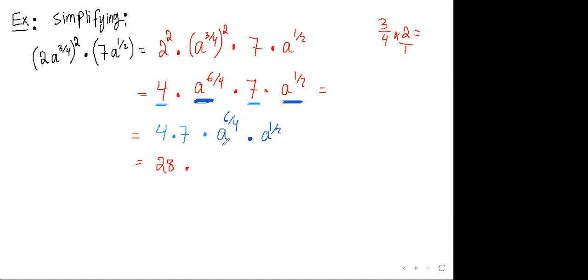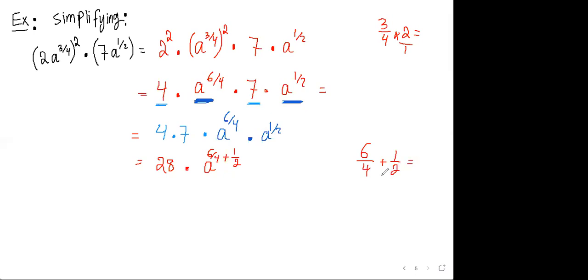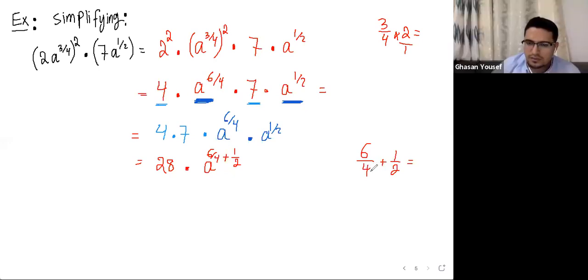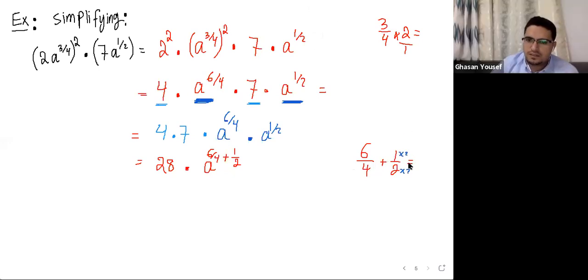And you have to add the exponents, right? Yes, exactly. We have to add the exponents 6 over 4 plus 1 over 2, because we have the same base, a and a. What is 6 over 4 plus 1 half? 8 over 4. How do you do it? You have to multiply 1 by 2 and 2 by 2, so it's going to be 2 over 4, and then you add the numerators. Okay, correct. So the answer is 6 plus 2.